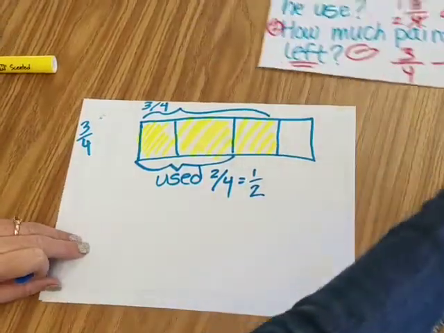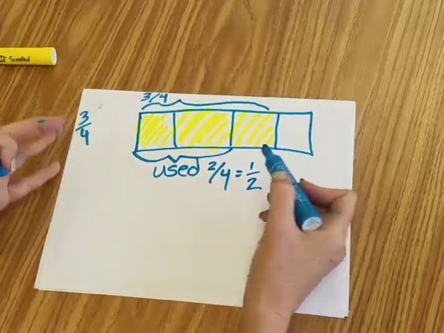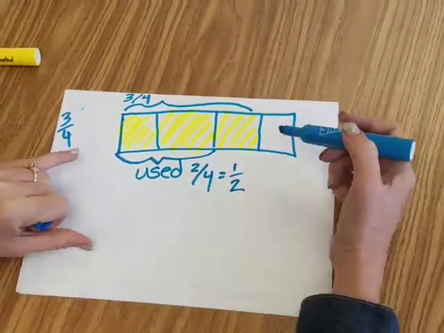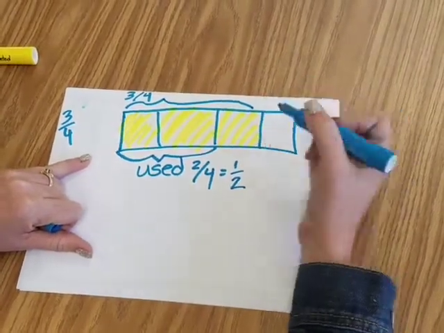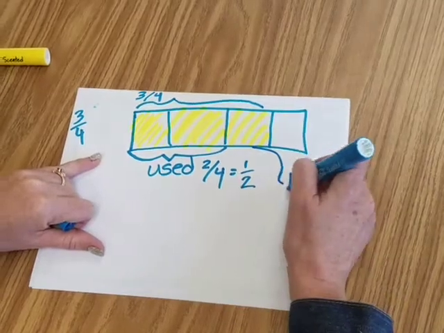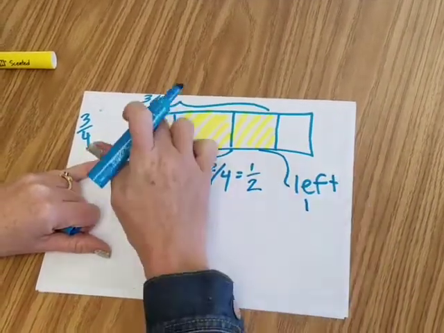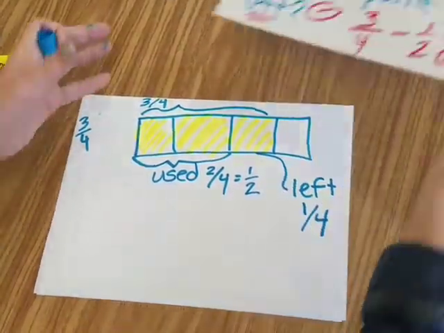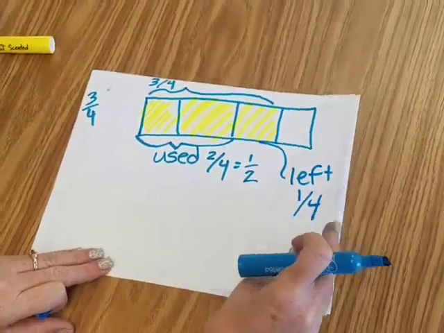But that wasn't the end of the problem. It said, how much paint is left? Well, simply by using our model, instead of trying to find common denominators and all of that, we can say, well, the yellow represents what he used, and this is what he has left. So this is what he has left, which is another way of saying 1 out of 1, 2, 3, 4. And that's what we got here. That's how you use the bar model. Let's try one more to see if you get this.